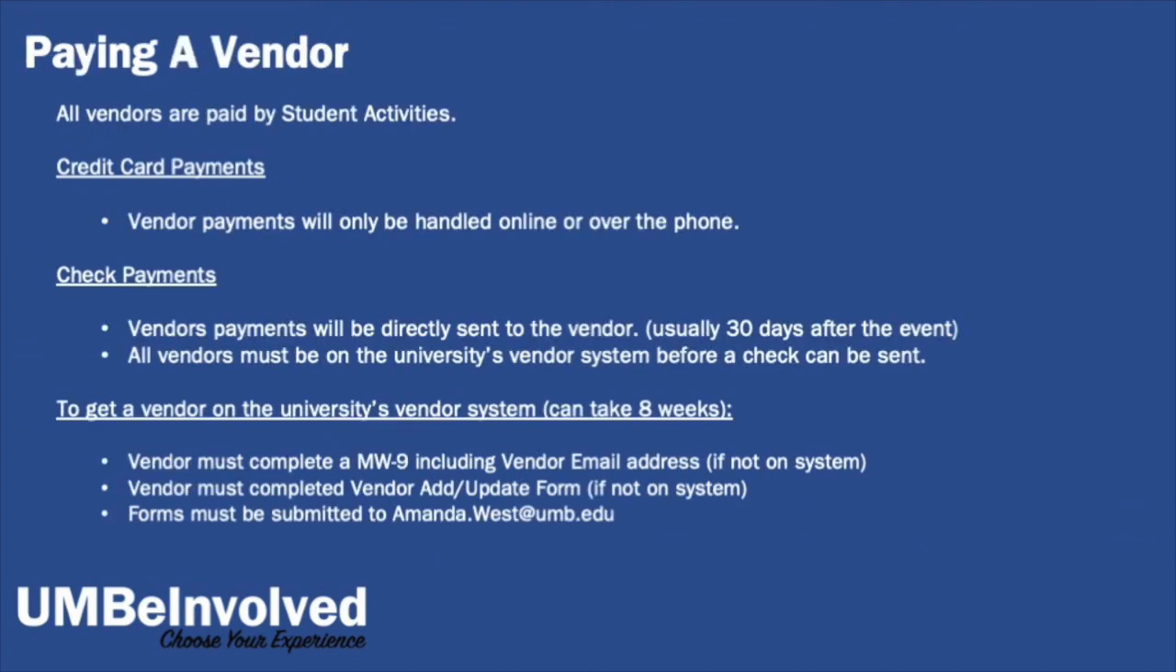Paying a vendor. All vendors are paid by student activities. Credit card payments. Vendor payments will only be handled online or over the phone. Check payments. Vendor payments will be directly sent to the vendor, usually 30 days after the event. All vendors must be on the university's vendor system before a check can be sent. To get a vendor on the university's vendor system, which can take up to 8 weeks, a vendor must complete an MW9, including the vendor's email address.